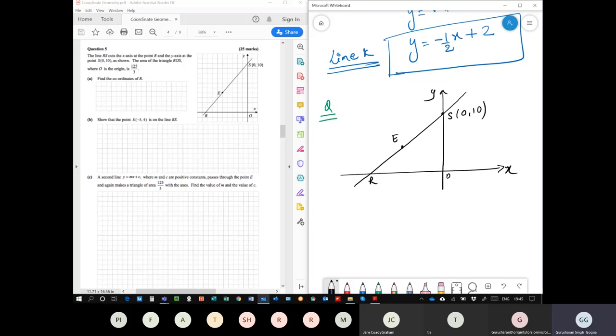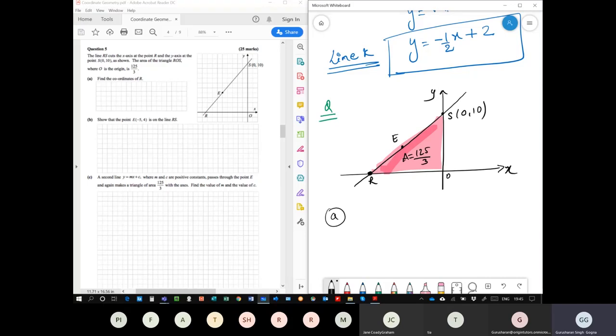And they also give you the area of this triangle, and this area is 125 over 3. Now, what do they want? The first question is to find the coordinates of point R. I want to find out this.